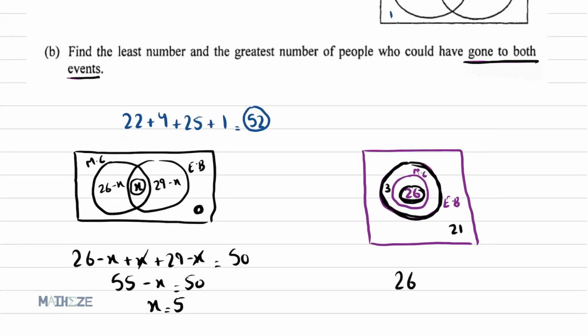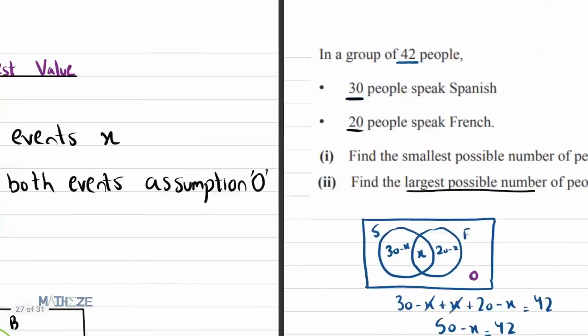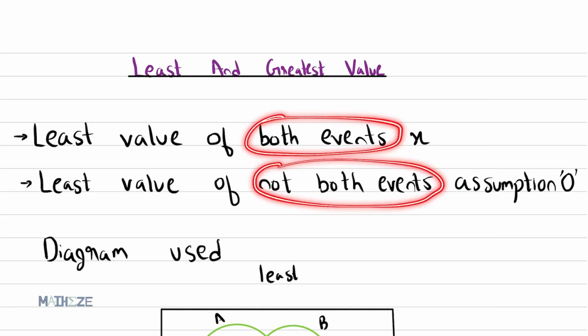26. But if the question asks you the greatest value of people not going to both events, the answer would be 21. Do you get this, guys? So this was the concept of least and greatest value of both events or not both events.